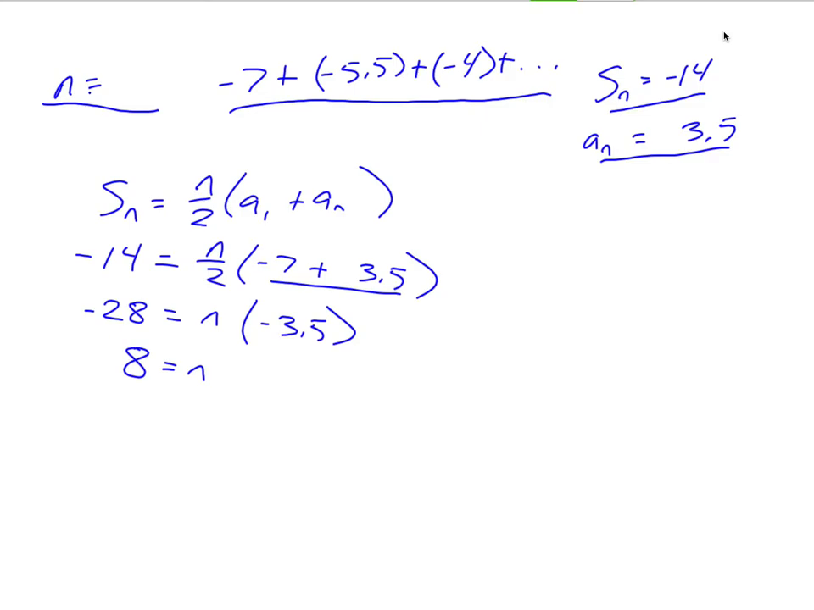What term is 3.5? The last term. Last term in the sequence. More specifically? The 8th term. Very good. That is the 8th term. We just learned that there are 8 terms in the sequence. This one is my last term, so that has to be the 8th term. Very good.